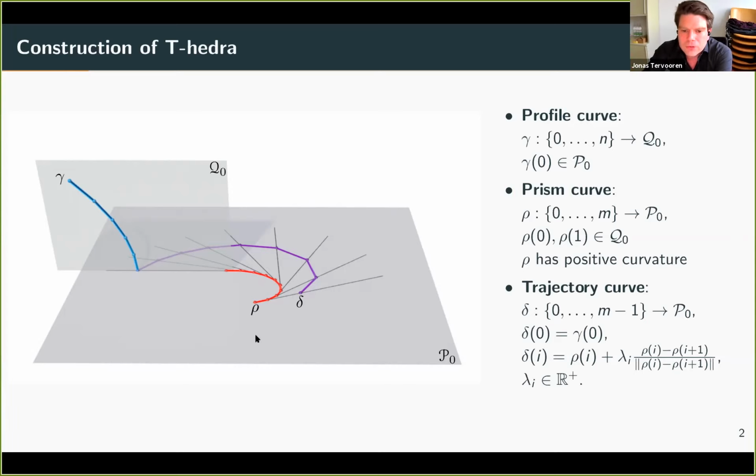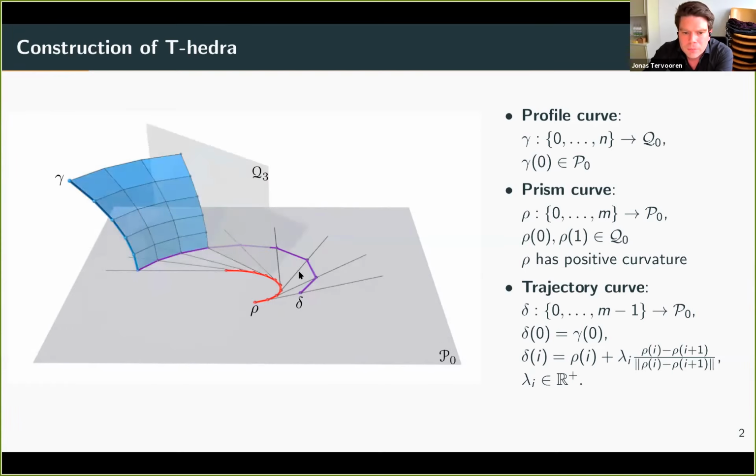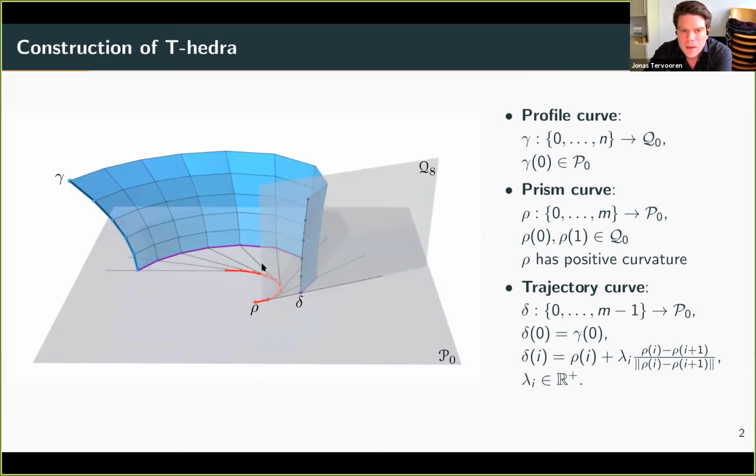Then we can construct, or choose, a third curve, the trajectory curve, where we demand that the points of the trajectory curve lie on the extended edges of the prism. And if we have this initial data, we can rotate the plane Q0 around the prism curve, so that the first point of the profile curve traces the trajectory curve. If we do so, we obtain the quad surface. And these quad surfaces are T-hedra.